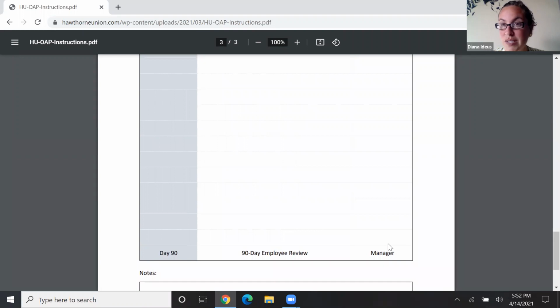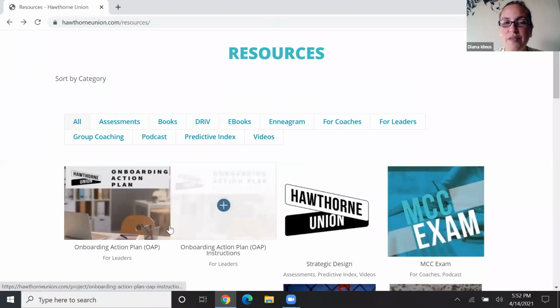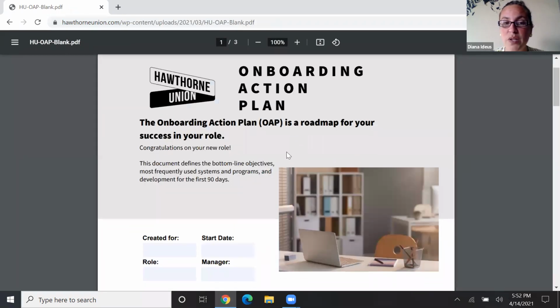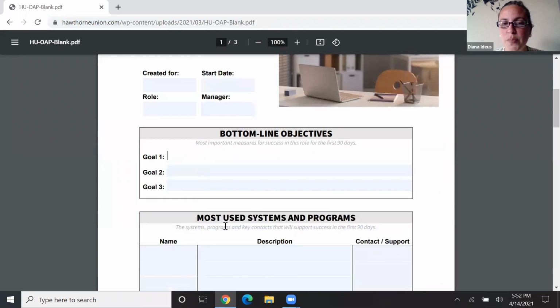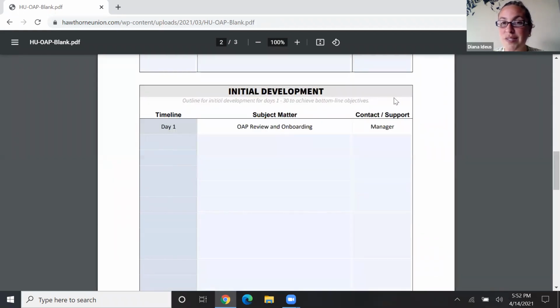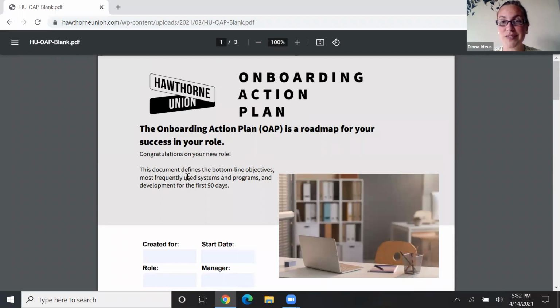So this is the instructions page. It's written specifically for you as the manager, or whoever on your team you want to fill this out. So this is downloadable and printable. And then we also have the actual PDF. So go ahead and download this. You can type in whatever, keep these simple. You can fill it out as we go. And then there's a slight rephrase because it's employee facing, really focusing on welcoming them, bottom line objectives, systems and programs, and the development for the first 90 days.